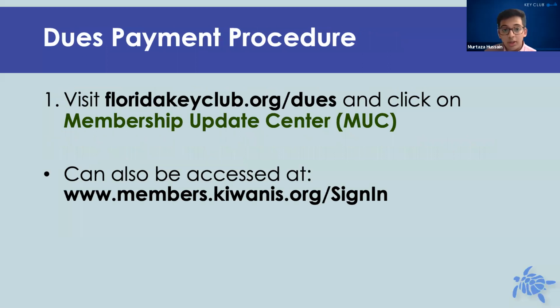So now that we covered the guide and the timeline for how you can get early bird deadlines in for your members, you may be wondering, what is the procedure to pay dues? So first and foremost, you go to floridakeyclub.org/dues. And when you go on the website, there will be an option called Membership Update Center. So you click on that.